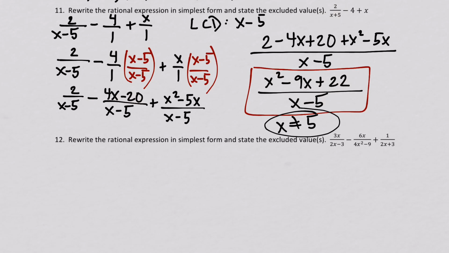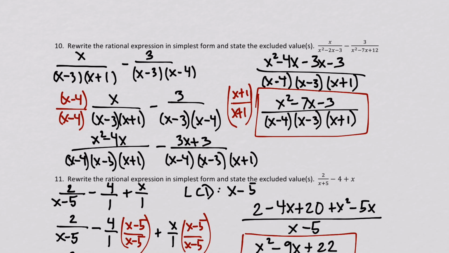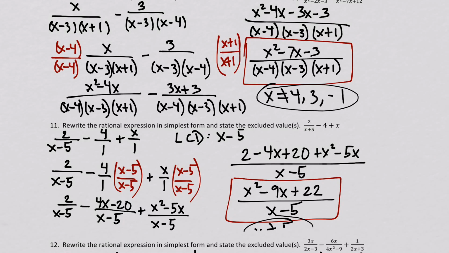Let's go back to 10 real quick to state the excluded values. The excluded values for 10 are 4, 3, and negative 1. Right? The three factors that are in the denominator. There you go. Okay, so that's it for 10, 11. Go ahead and try number 12 on your own. Okay, so start it right now on your own paper. Try it, then come back and see what the final answer is. So pause the video.